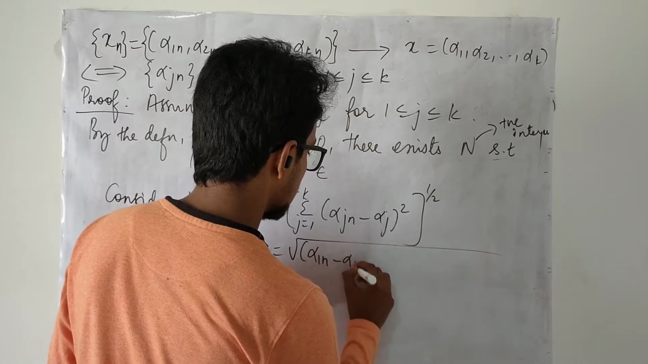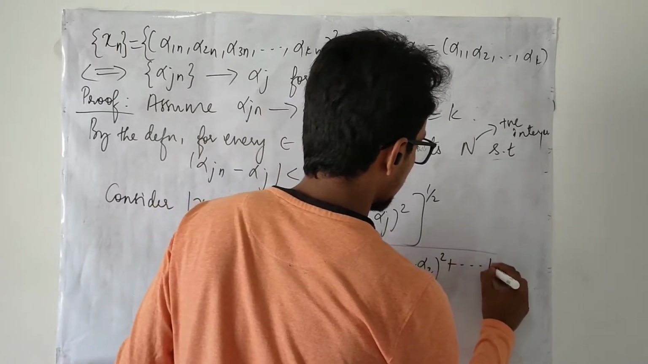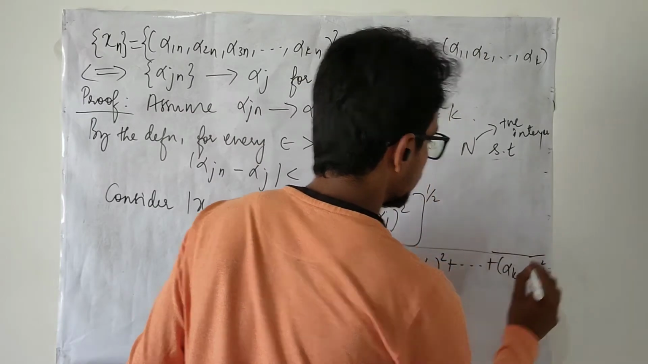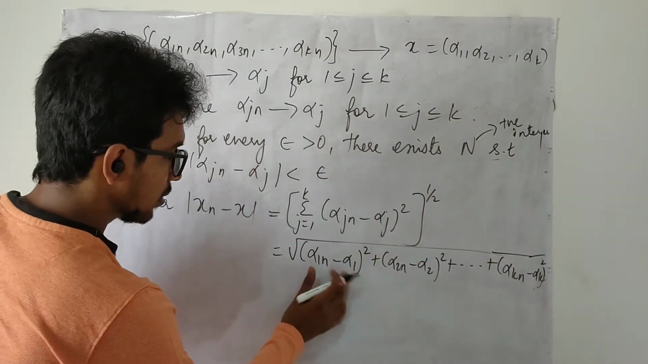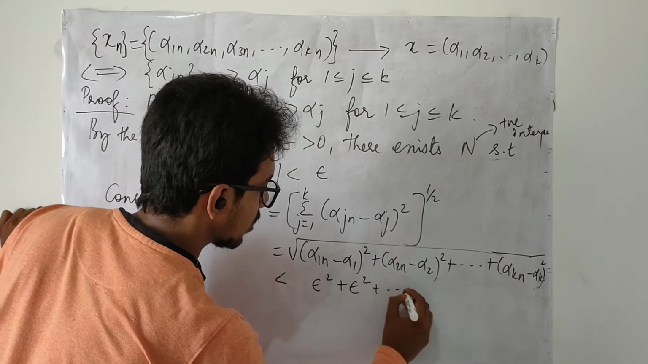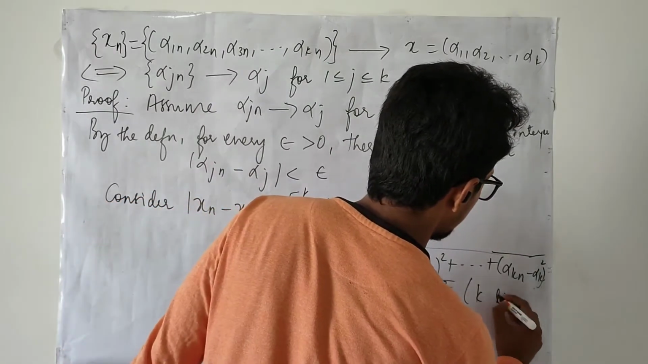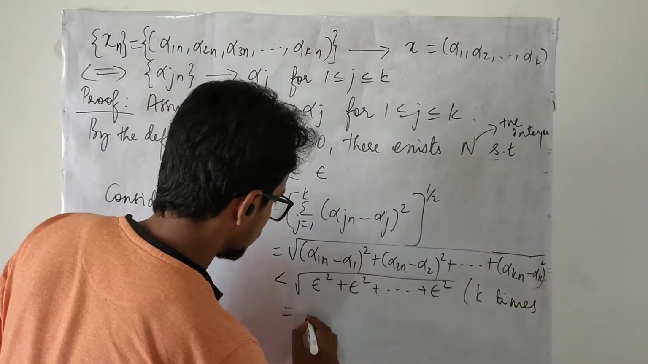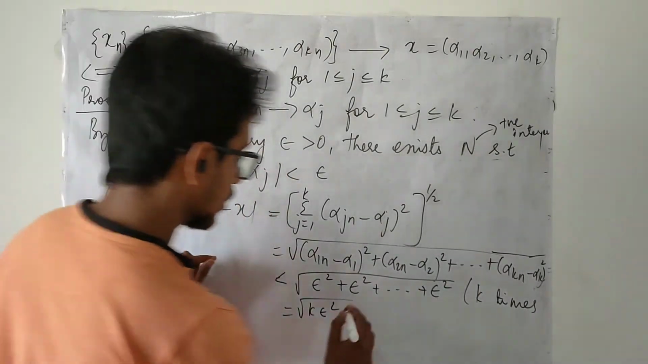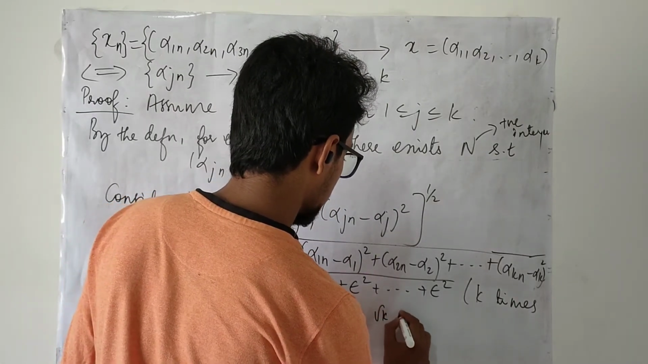(alpha_1n minus alpha_1) square plus (alpha_2n minus alpha_2) square and it goes till (alpha_kn minus alpha_k) whole square. Right? And this quantity is less than epsilon square, and this is less than epsilon square, and it goes till, how many times is it there? It is there for k times. So it is going to be k epsilon square under root. Okay. So I will have what? I will have under root k epsilon.